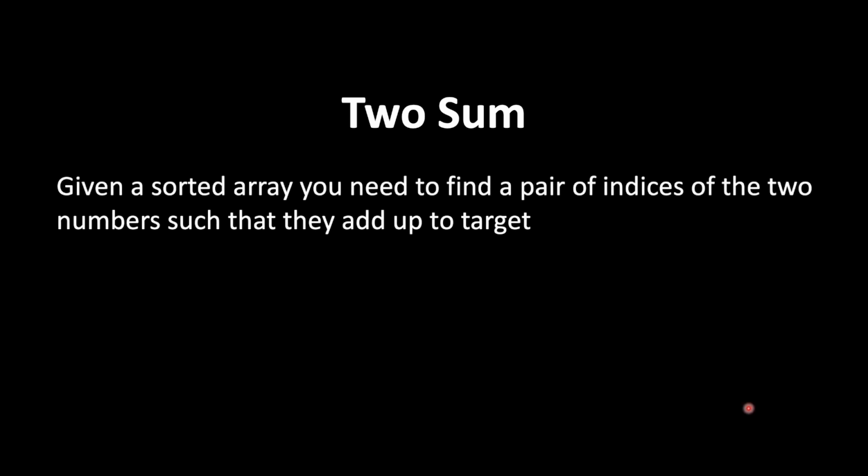So, what is the problem statement? We have a sorted array and we need to find a pair of indices of two numbers such that they add up to target. This means that we need to find two indices such that if we take the sum of the values at those indices, it will be equal to the target.